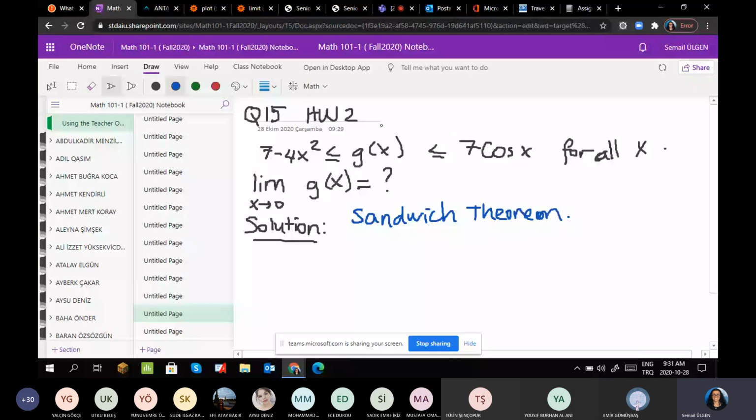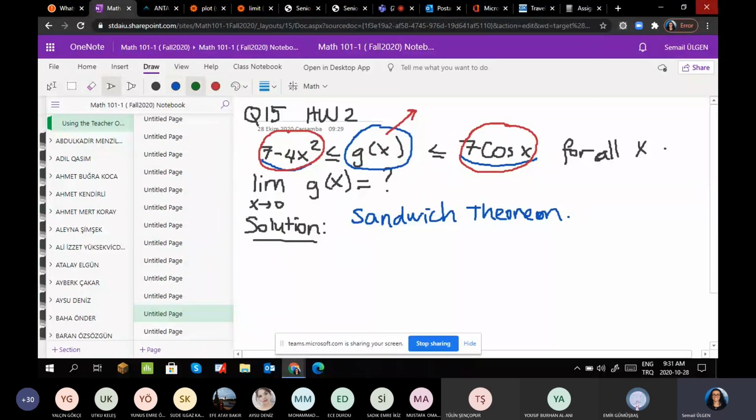So this function is squeezed between, or sandwiched between, this function and this function. Do you see that? When you have a function sandwiched between two functions, we use the sandwich theorem to find the limit. Find the limit of each of these separately as x goes to 0. If they agree with each other, then the function in between has to go to the same limit. That's what the sandwich theorem says.